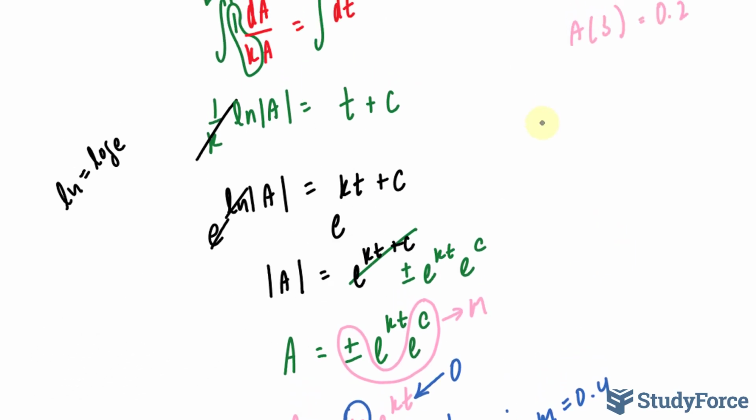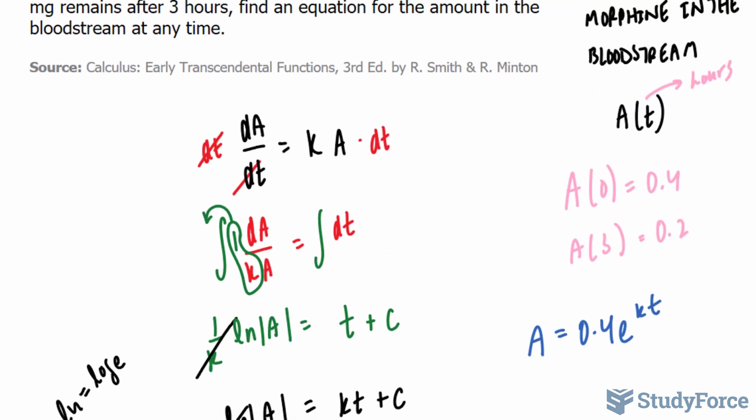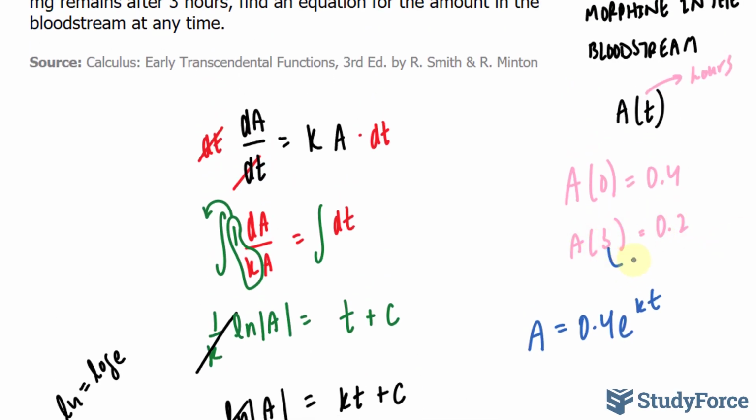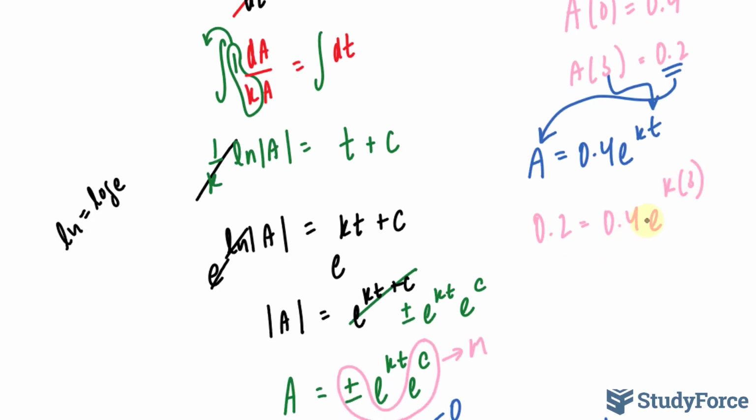Our equation is A is equal to 0.4 e to the power of kt. To find out what this k is, I can now replace this point, where this 3 goes into the t, and this 0.2 goes into my A, and I can find out what k is. I have 0.2 is equal to 0.4 e to the power of k times 3. Solving for k isn't hard. I'll divide both sides by 0.4. And then, to get k, I'll ln both sides.